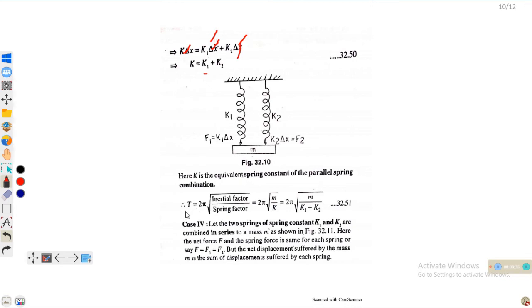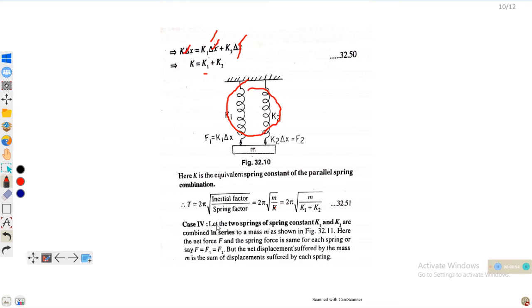So we can find the time period for this spring in the parallel system: 2 pi root of inertial factor over spring factor. In this case, we use the effective spring constant, and the effective spring constant is equal to k1 plus k2 for this whole parallel system.